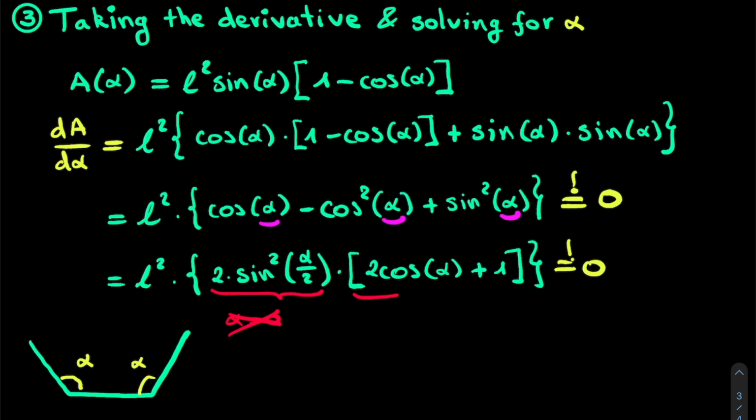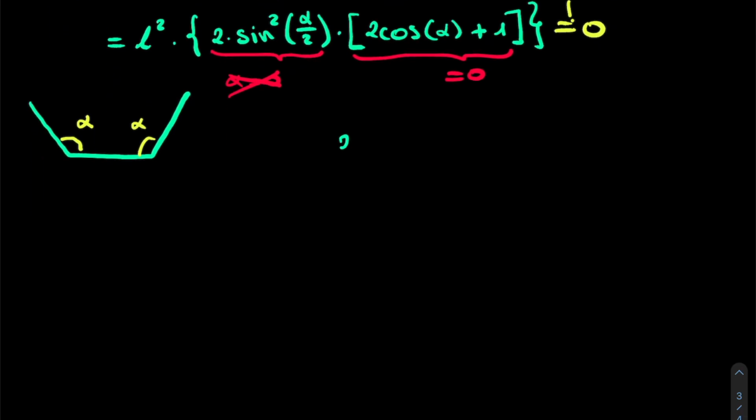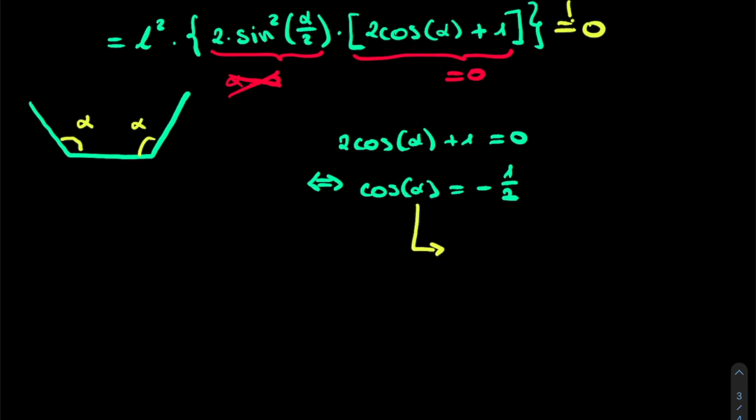The next term is this one right here. It's 2 times the cosine of alpha plus 1, which has to be equal to 0. Let's focus in on this one. If 2 times the cosine of alpha plus 1 has to be equal to 0, then we can very trivially rewrite this such that the cosine of alpha has to be equal to minus 1 over 2. And this is one of the standard angles. The cosine of alpha is minus 1 over 2 when alpha is equal to 2 pi over 3 or 4 pi over 3.